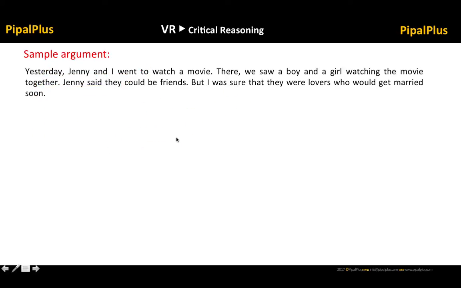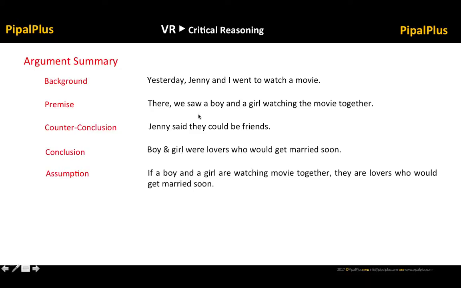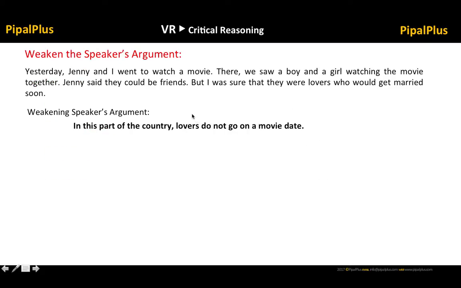The argument was, we went to watch a movie, we saw a boy and a girl. Jenny said they were friends, and I thought they were lovers and would get married soon. We had identified the role of each and every sentence in this argument. I'll just quickly move on. Let's talk about weakening the speaker's argument. Now, if we are required to weaken the speaker's argument, right? What if I said this? In this part of the country, lovers typically do not go out on a movie date.